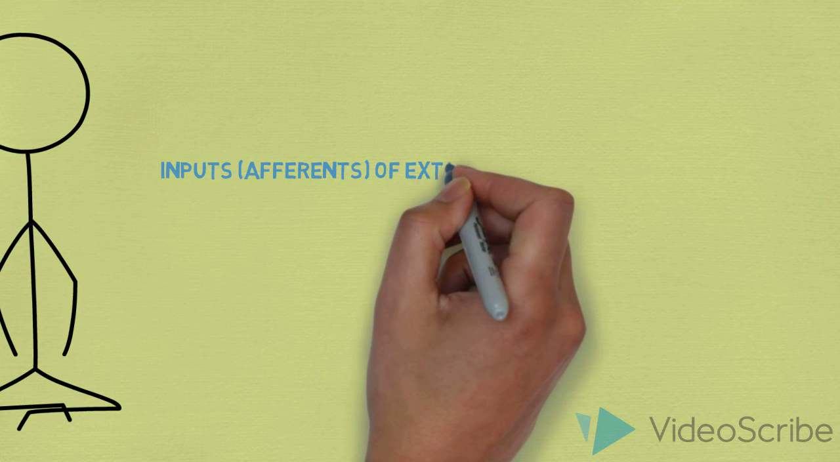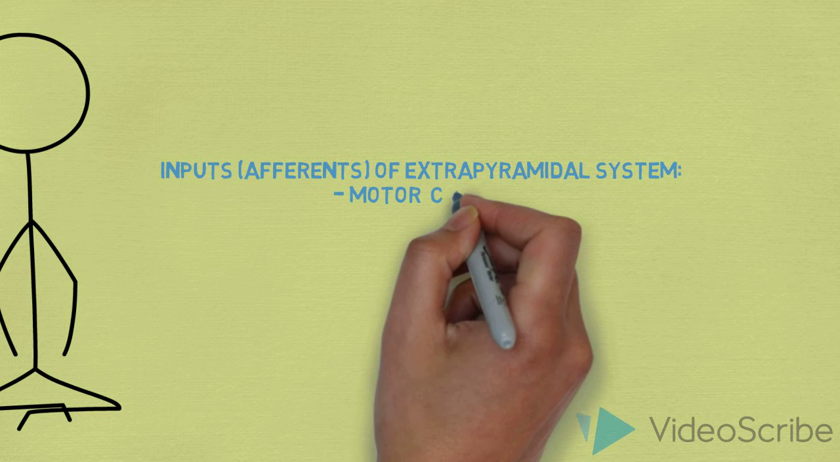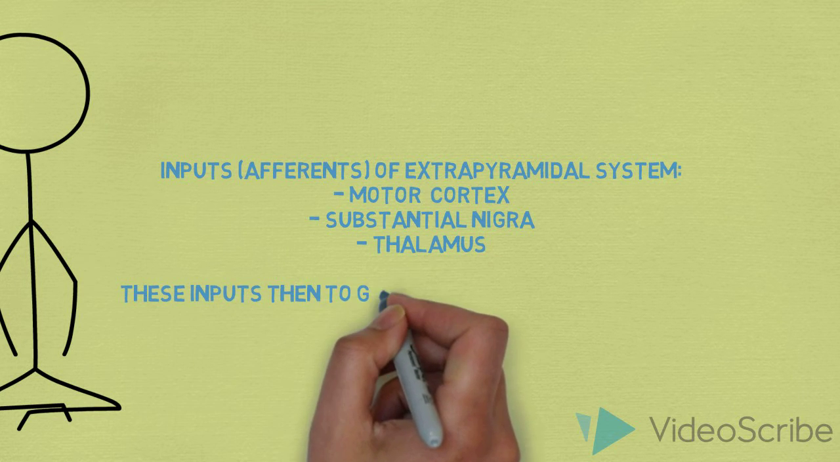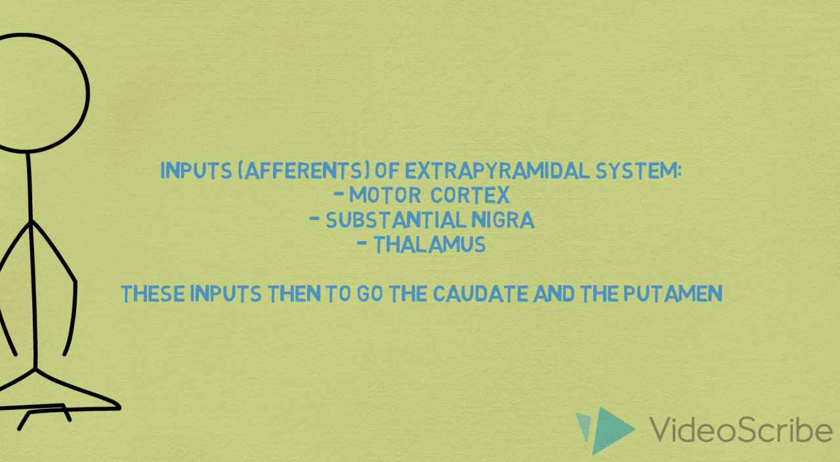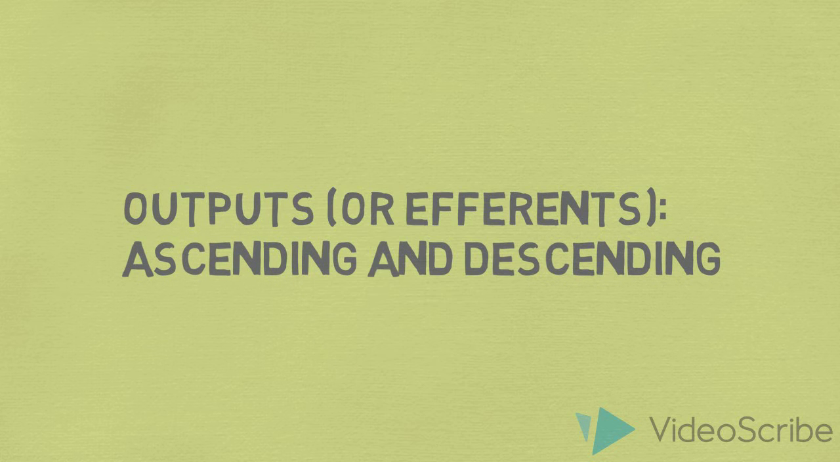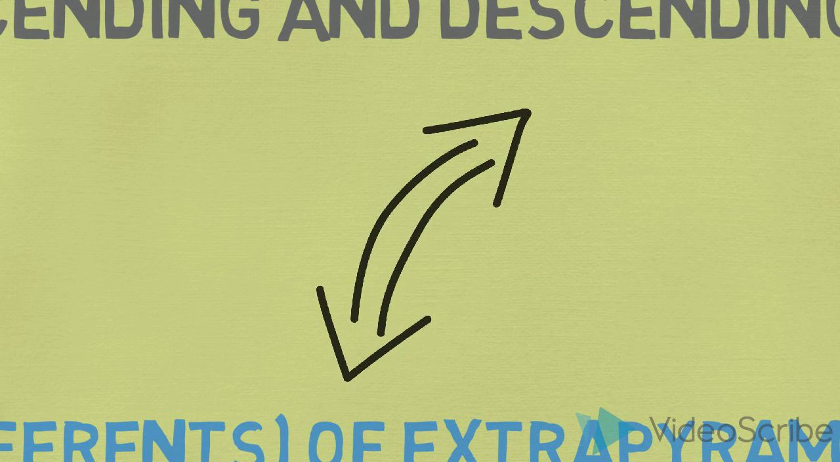There are many inputs or afferents and outputs or efferents that make up the feedback loops within the extrapyramidal system. Some of the inputs come from different areas of the motor cortex, the substantia nigra, and the thalamus. These inputs then go to the caudate and the putamen. There are two different types of outputs or efferents that are involved in the extrapyramidal system, ascending and descending.